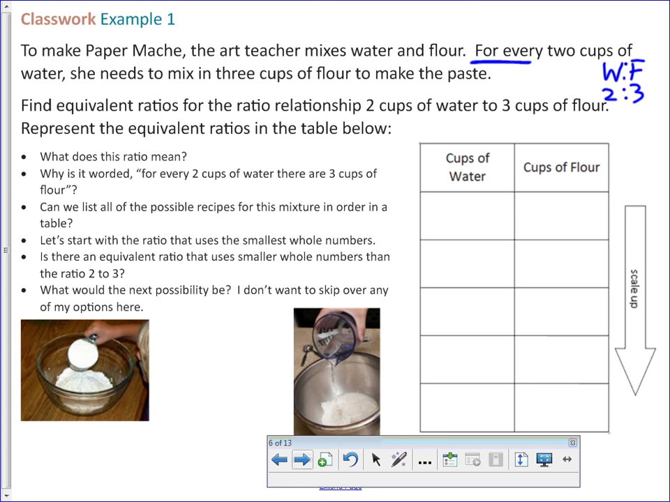So we're going to find equivalent ratios for the ratio relationship 2 cups of water to 3 cups of flour. So for 2 cups of water, we have 3 cups of flour. Let's scale that up. What would be the first, the easiest, the most obvious equivalent ratio? How'd you do that? 4 cups of water to 6 cups of flour. Your constant was 2. You can multiply them both by 2. That would be enough for a bigger project.